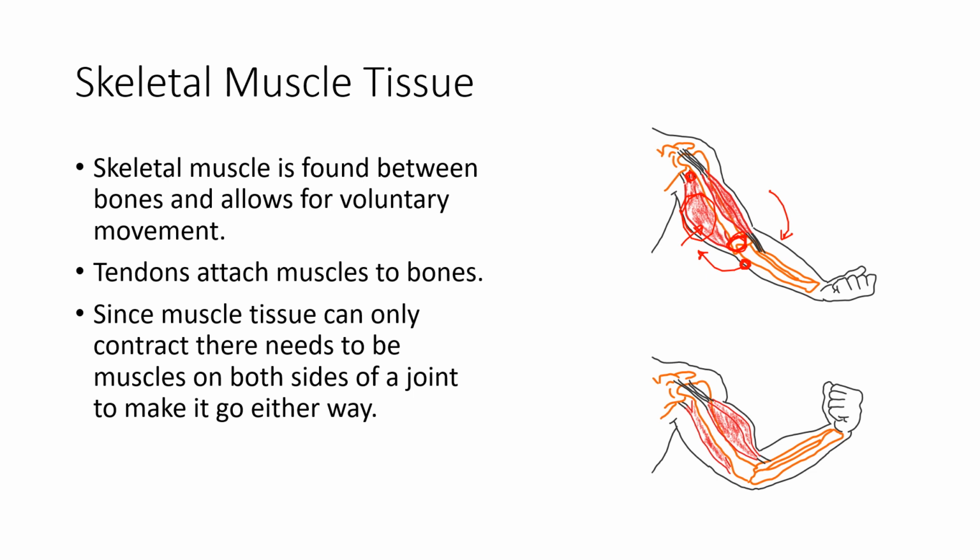Now, if you want to go the other way, if you want to pull your arm in this direction, well, then you've got to activate the muscle on the other side of the bone. So this is your bicep muscle, and it's going to pull this bone towards the top side of this bone in the shoulder, and that allows for movement in the other direction. So you've got to have muscles anywhere you want movement by contraction. That's the only thing that muscles can do, is contract. And so if you want them to go both ways, you need muscles on either side.